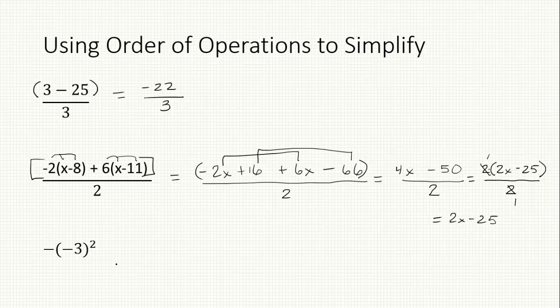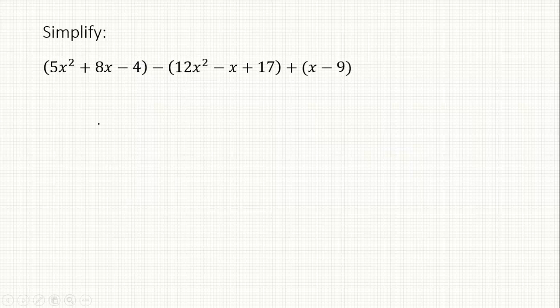Let's look at our last example. This is equal to -1 times -3 times itself. So we have to do the -3 squared first, and we get -1 times +9, which is -9, and that is the answer. Okay, here's one for you to think about. This is how adding and subtracting polynomials looks. You don't need the parentheses around this polynomial, they're just for organizational purposes.